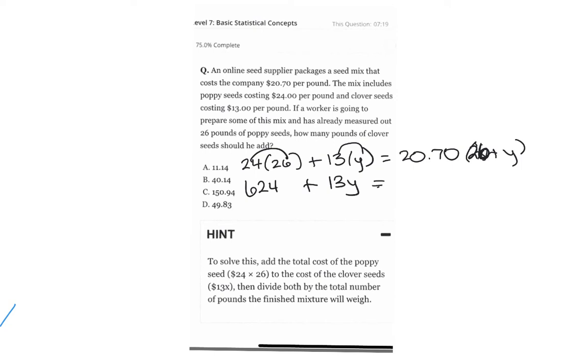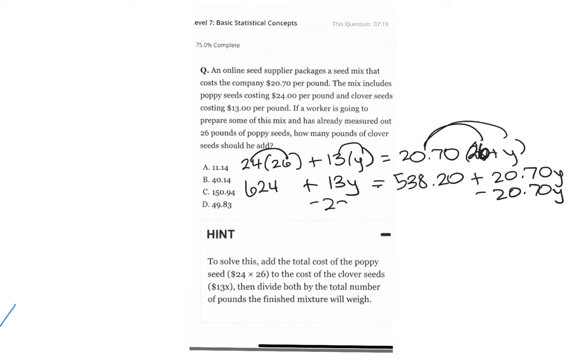I'm going to multiply 20.70 times 26 to get 538.20. And 20.70 times a positive Y, which is going to give me 20.70Y. I'm going to take this off of both sides because I want my variables on one side of the equal sign, and then I want my numbers without the letters, which means without the variable, on the other side.